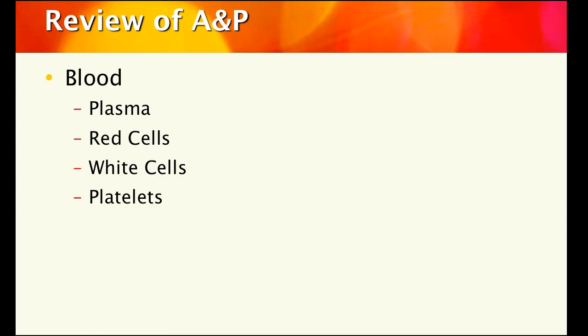All right, let's talk about white blood cells. Okay, white blood cells, this is kind of a lengthy one. I probably should have done platelets first, but let's do white blood cells. The five types of white blood cells are neutrophils, eosinophils, basophils, monocytes, and lymphocytes. They participate in the body's defense and immune systems.